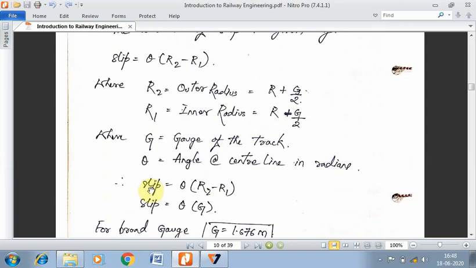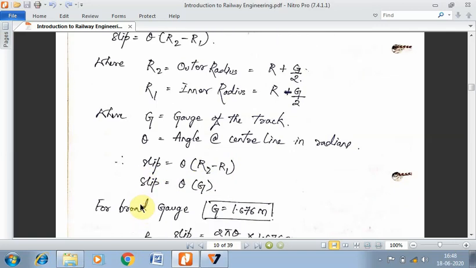So the total slip that is going to take place is theta multiplied by R2 minus R1. R2 minus R1 is nothing but the gauge of the railway track. So theta times G will give you the amount of slip that is going to take place in the vehicle when the vehicle is approaching a curved section on a railway track, right?